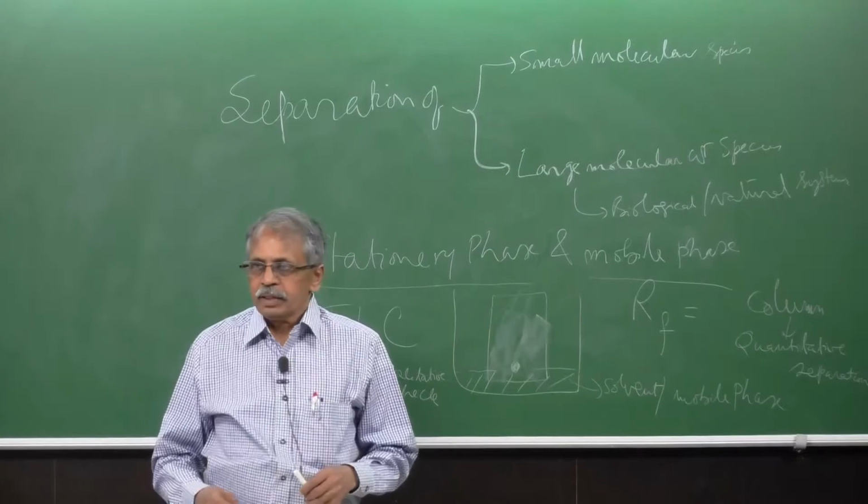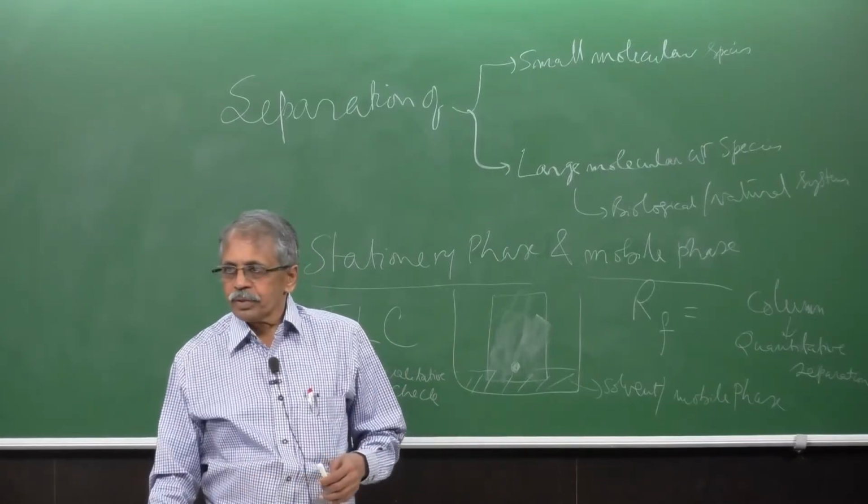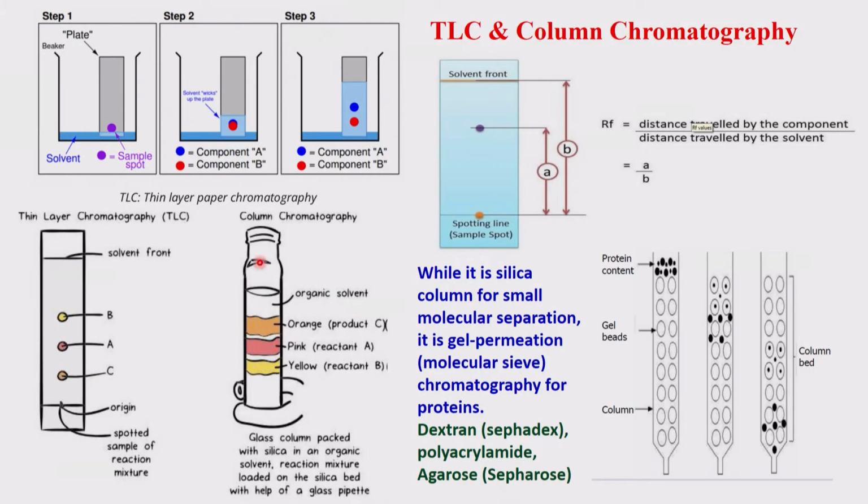Suppose you have a large molecule. Here you have used silica on the plate, as well as silica filled in this column as the stationary phase, and then you have used whatever mobile phase, and then you have separated.